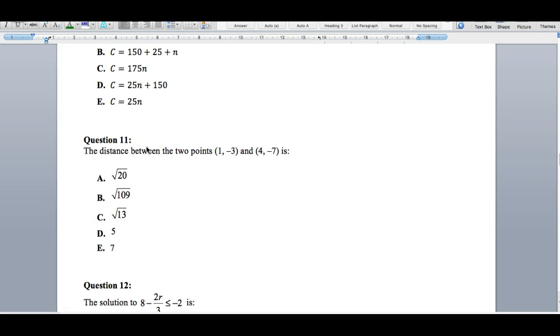Okay, question 11, the distance between the 2 points (1, -1) and (4, -7) is, so you use the distance between 2 points formula, which you're going to test my memory here. Okay, so distance between 2 points formula, I'm just thinking, okay, squared plus.